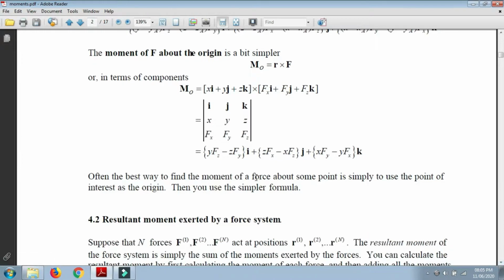Often the best way to find the moment of a force about some point is simply to use the point of interest as origin. Then use this simple formula.